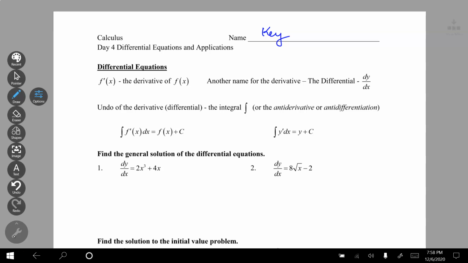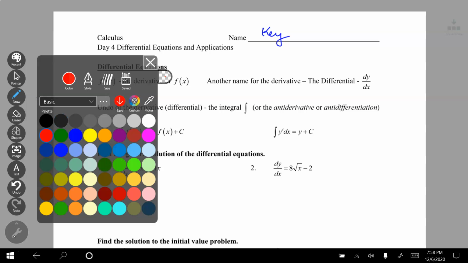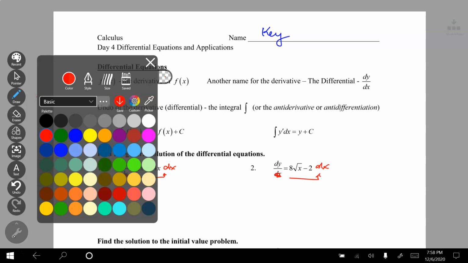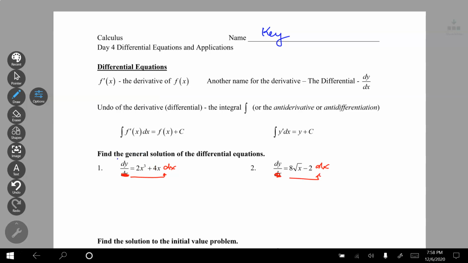So we talked about how we would move this dx over here. I'll do it for both of them while I'm here. And then we took the antiderivative, and I get y was equal to, well, when I take the antiderivative, I go up by a degree, so it becomes x to the fourth. And I use the reciprocal of that, which is 1/4 times 2, so I get 1/2 x to the fourth plus 2x plus your c at the end.